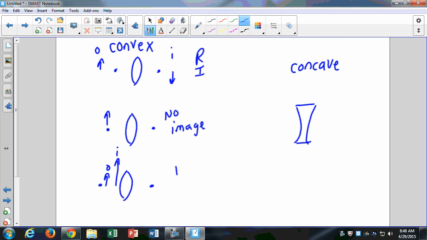And if you have it inside the focal point, this is the object, the image looks like this. All right, this is a virtual, upright, bigger image. Virtual, upright, and bigger image. For our concave lens, let's see, I forget this. Yeah, concave lens, if my object is here, my image is here. Concave lens, just like the convex mirror, produces a virtual, upright, smaller image.